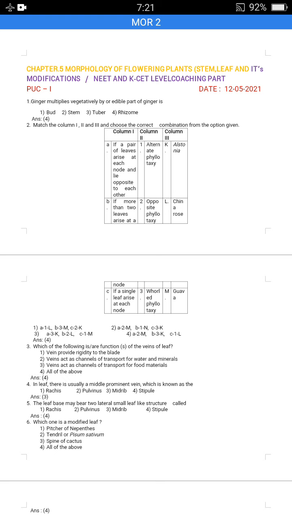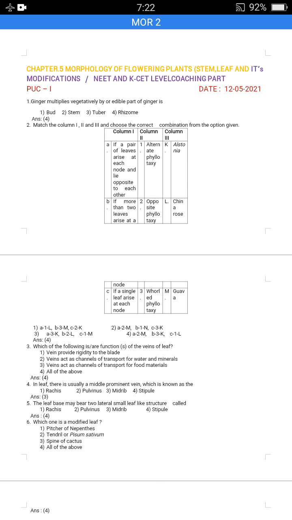Veins provide rigidity to the blade. It means to the leaf blade or to the entire leaf lamina. Next, veins act as channels of transport of water and minerals through xylem tissue, which is coming from the root system. Next, veins act as channels of transport of food materials.